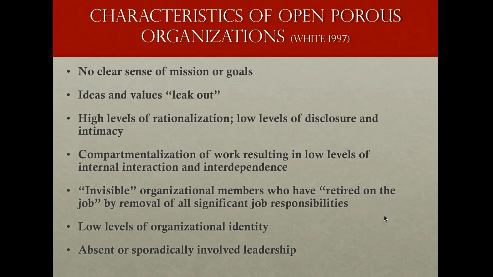So William White, in his white papers, if you will, called The Incestuous Workplace, talks about organizational boundaries. Specifically, he addresses the ends of one continuum with two ends. On one end of the continuum are open organizations with very porous boundaries. Here's what you can see in these kinds of organizations: there's no clear sense of mission or goals, and ideas and values that people come up with tend to leak out of the organization. They're not owned within. High levels of rationalization and low levels of disclosure and intimacy. That is, people don't know what others' strengths are, they don't really talk a lot, and they rationalize when something comes up. Compartmentalization of work results in low levels of internal interaction and interdependence.